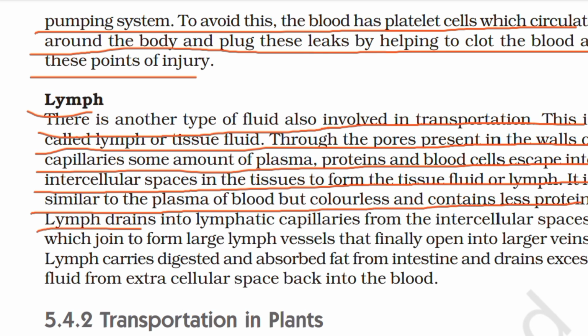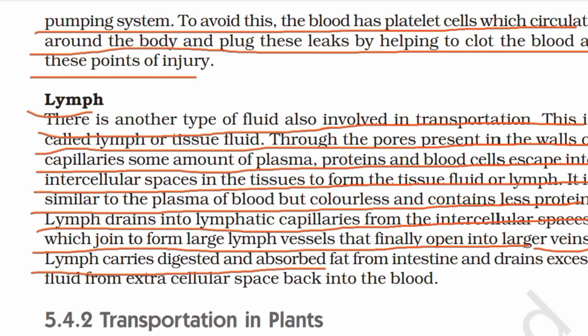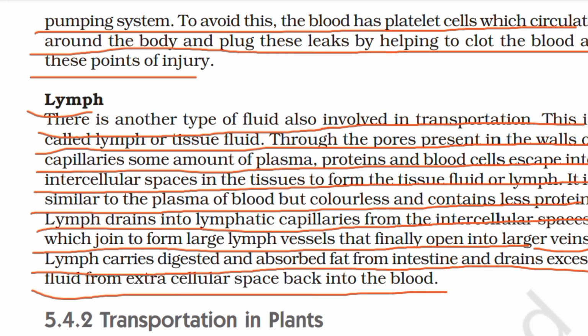Lymph drains into lymphatic capillaries from the intercellular spaces, which join to form larger lymph vessels that finally open into larger veins. Lymph carries digested and absorbed fat from intestine and drains excess fluid from extracellular space back into the blood.